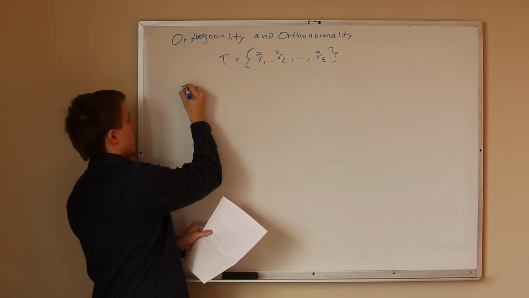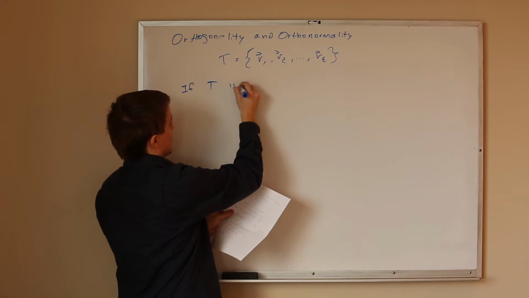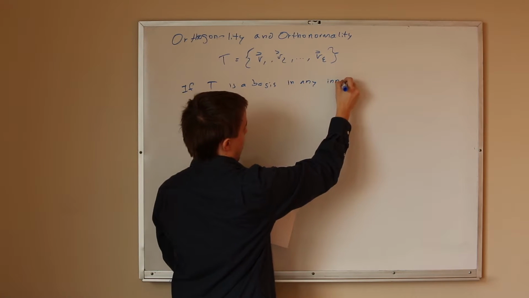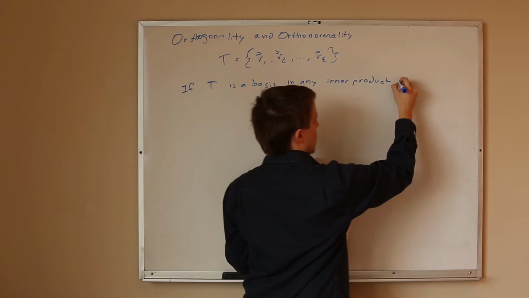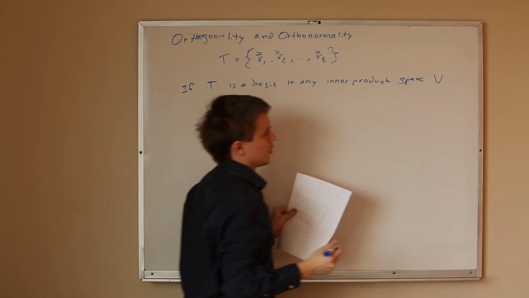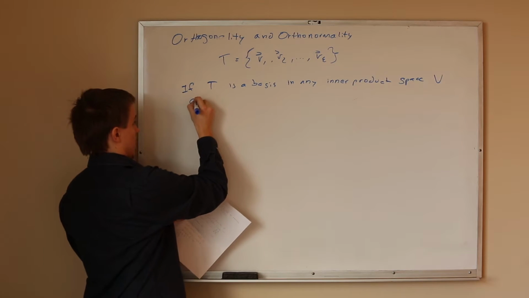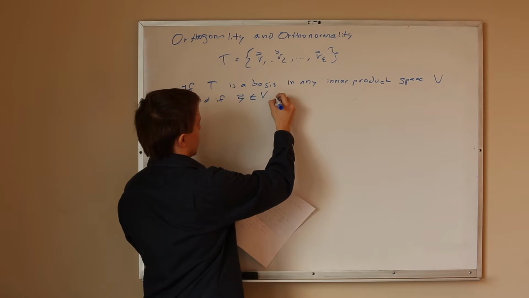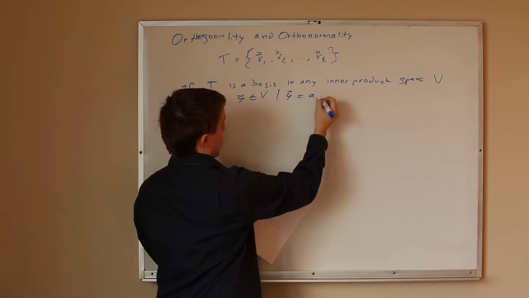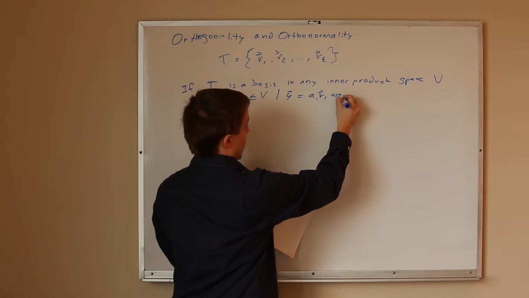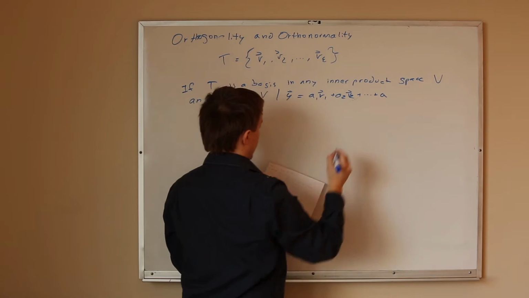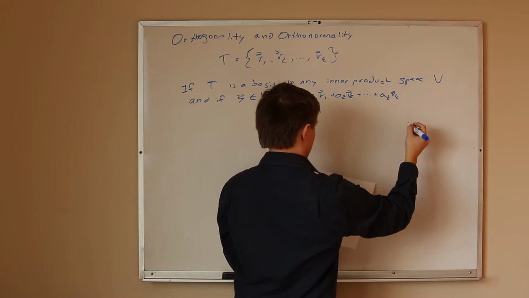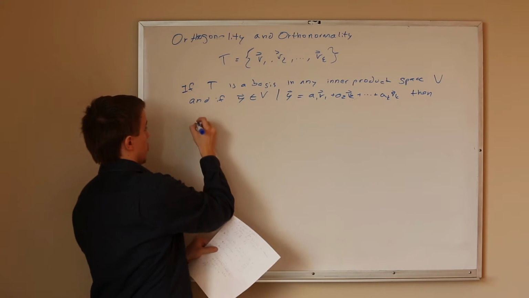So let's have a theorem: if T is a basis in any inner product space, and let's refer to this space as V, and if an arbitrary vector y is in V such that y is equal to a linear combination of the vectors of the basis, because it is a basis, then two statements hold true.